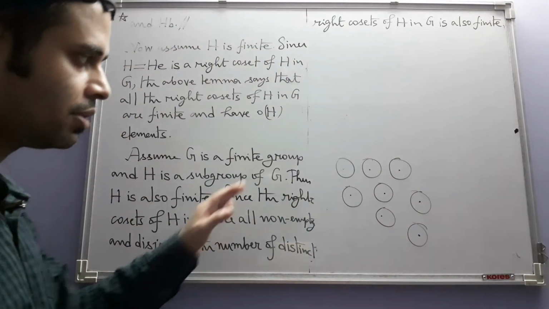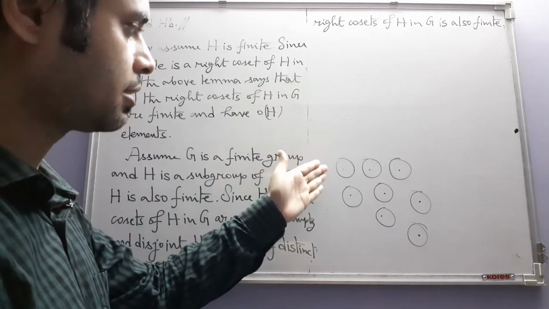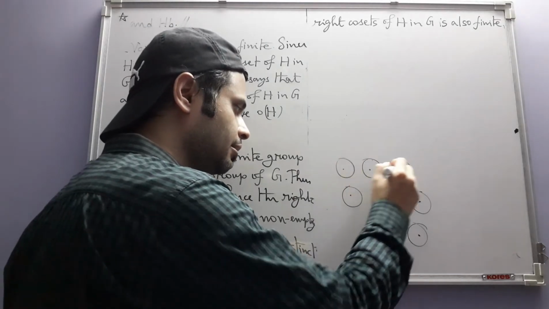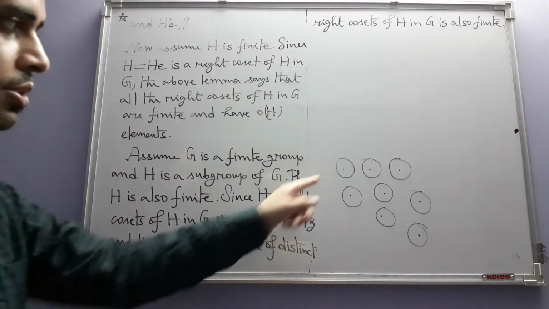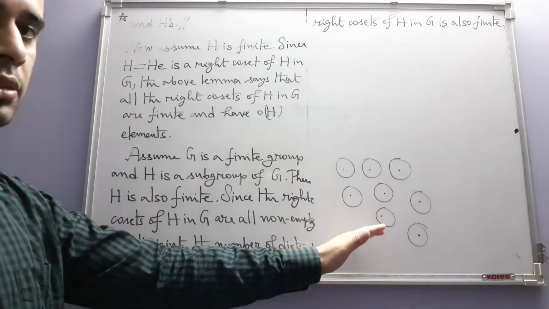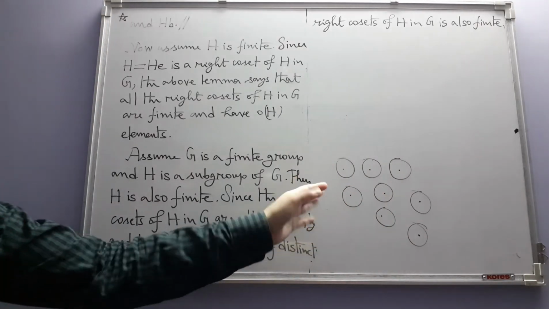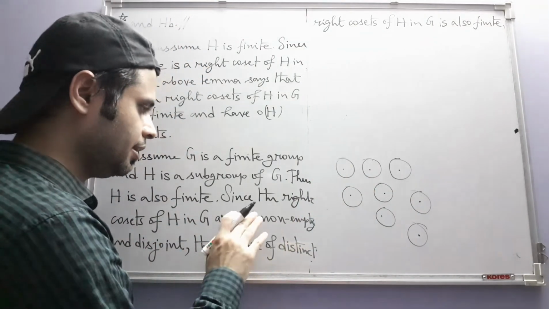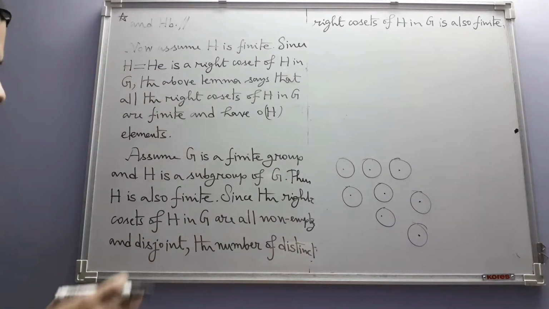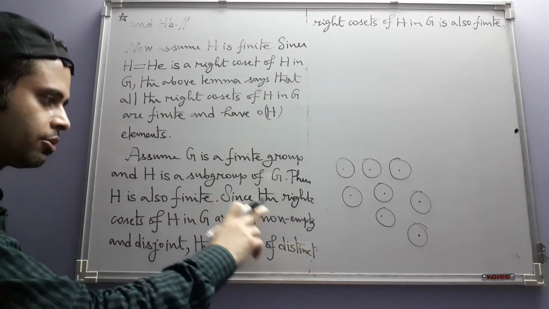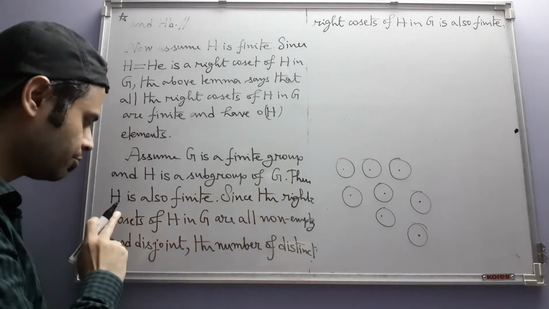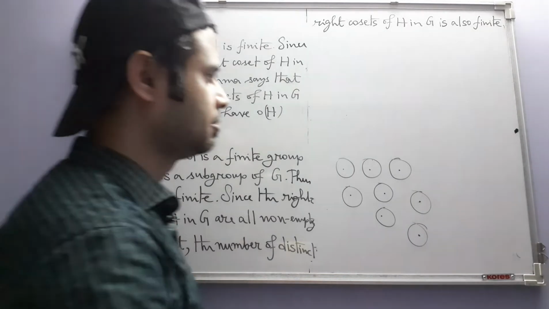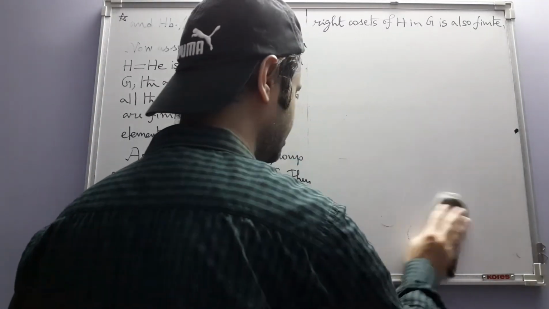So if the number of equivalence classes, or in this case the number of right cosets, is infinite, then we can create an infinite subset of G by choosing such elements. This choice of course needs the axiom of choice, but you can understand that we can choose one from each one of them, giving us an infinite subset of G, which is not true because G is finite. So not only is the subgroup H finite, but the number of right cosets of H is also finite. This is being forced by the finiteness of G.